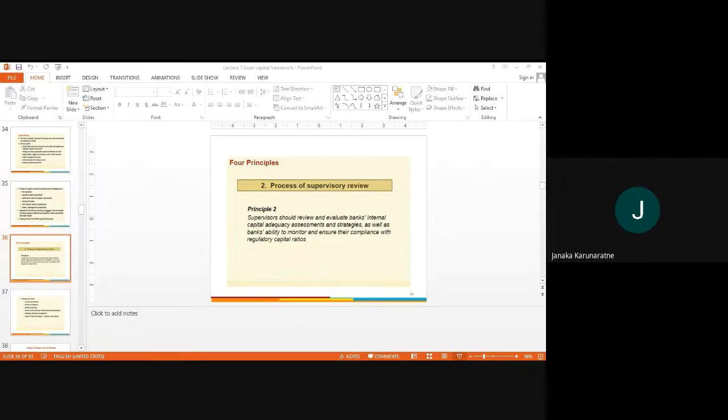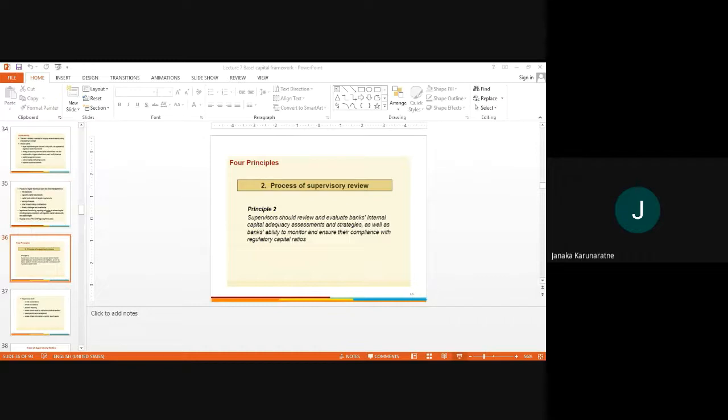So as a banker, you must factor in all such risks and should have sufficient buffer so that even if such an event happens, you are comfortable with your regulatory capital.